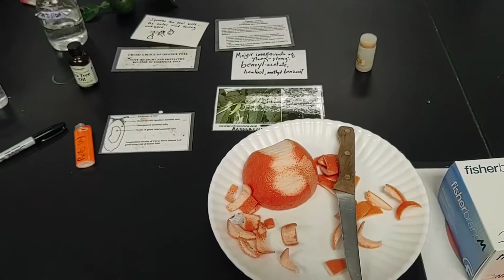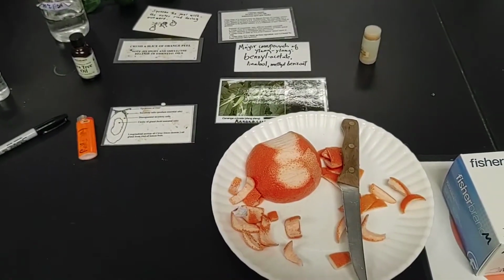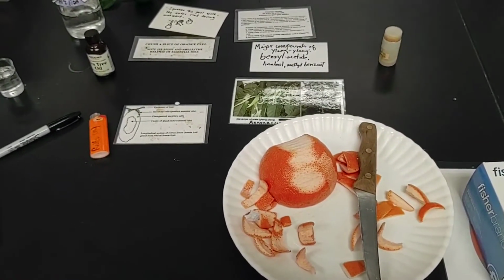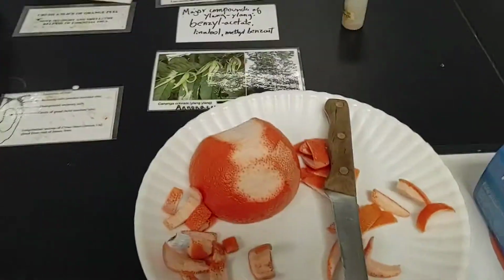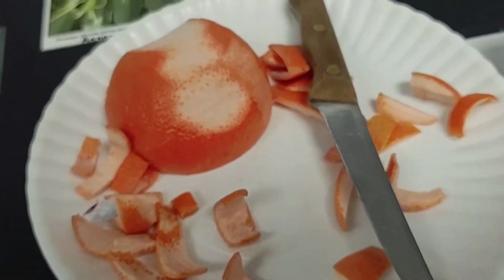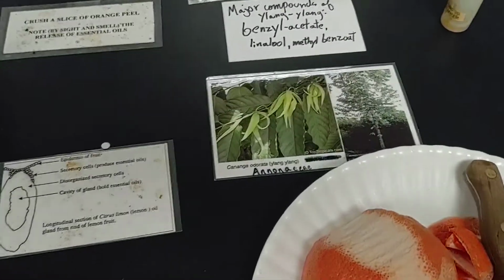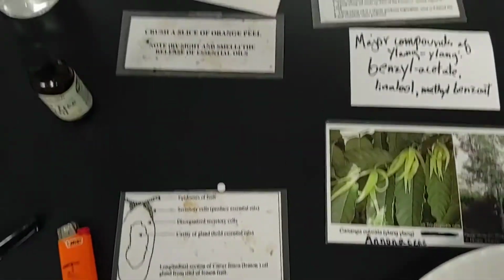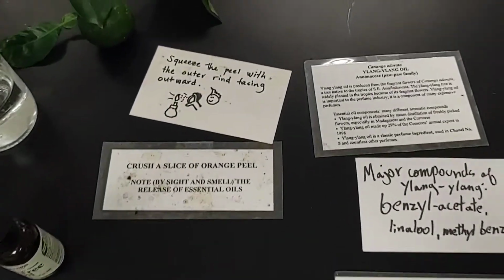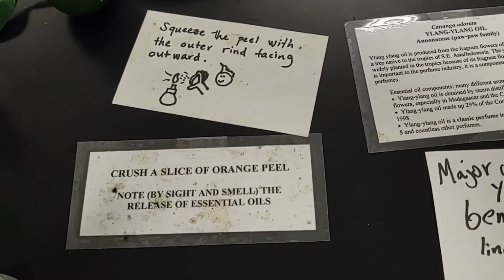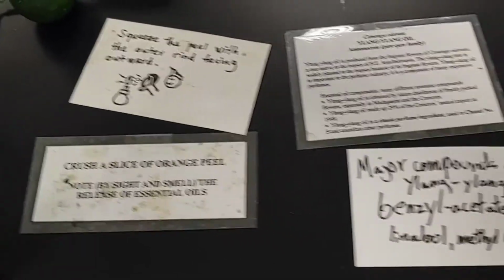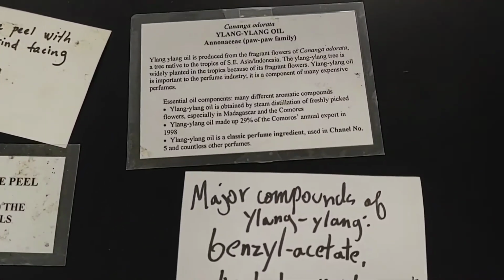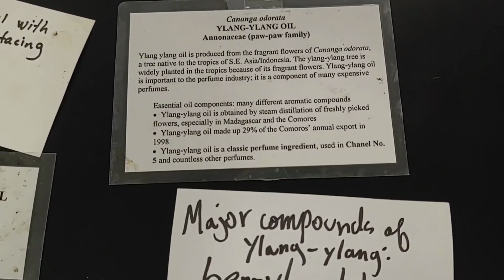Okay. Here was a station where we explored the different secretory canals of citrus. This is a grapefruit. So this station allowed you to actually squeeze a piece of grapefruit peel, facing outward. It creates beautiful little fireworks. So our lighter's running a bit low, but I'll try to replicate that for you.